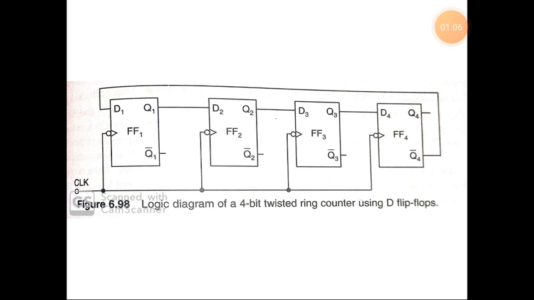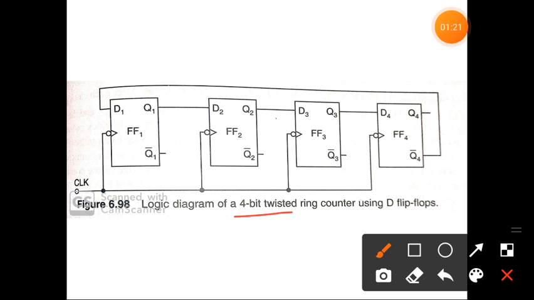Here is a figure that shows a 4-bit twisted ring counter or Johnson counter using D flip-flops. It's a 4-bit Johnson counter, so it requires 4 flip-flops. And here the inverted output or complemented output of the last flip-flop is connected to the D input of the first flip-flop.